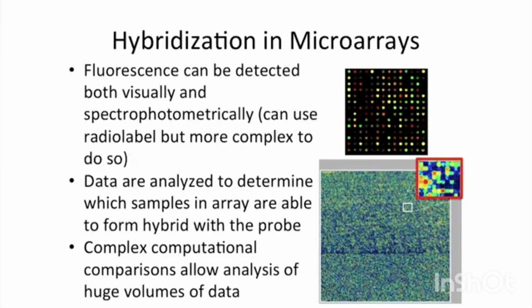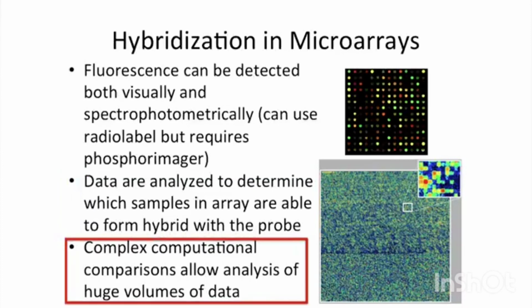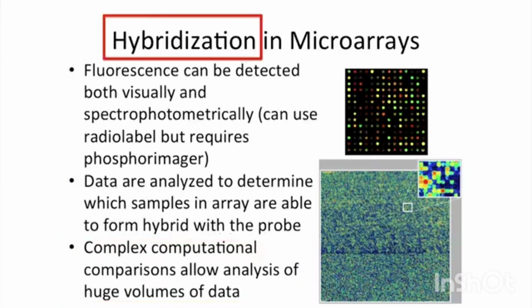You can see from this array that's highlighted from the complex array. It shows the individual spots from a larger array where thousands of sequences are contained. The data are analyzed to determine which samples in the array are able to form the hybrid at each position of the array. Complex computational analysis can allow taking huge volumes of this data and interpreting it. So hybridization is the key in these microarrays.